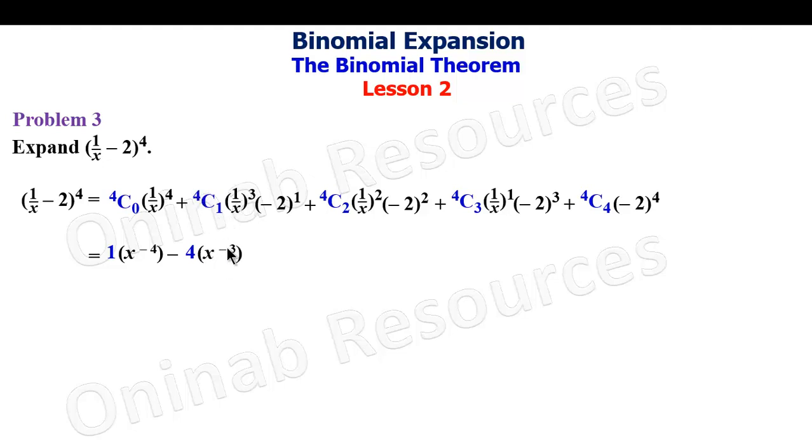Then 1 over x raised to power negative 3. You still remember x raised to power negative 1. That negative 1 times 3 gives negative 3, too. So positive times positive will give us a positive here. 4 combination 2 gives 6. Then x raised to power negative 2 times 4, since negative 2 squared gives 4. Then we also check the sign.